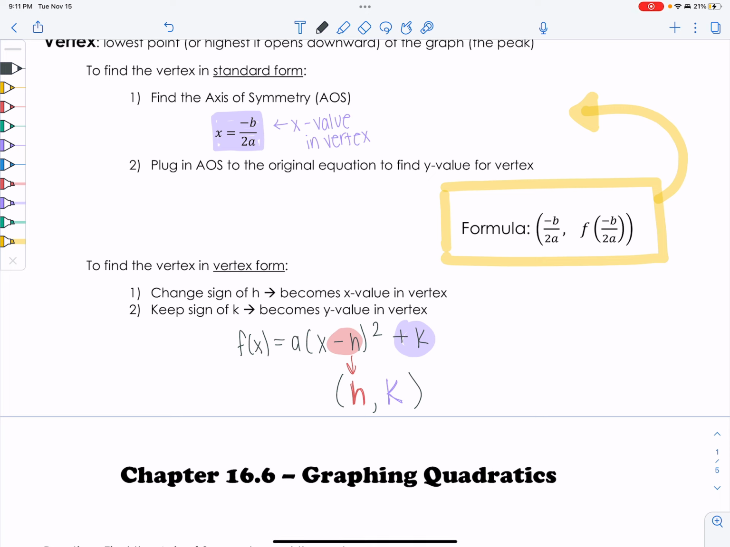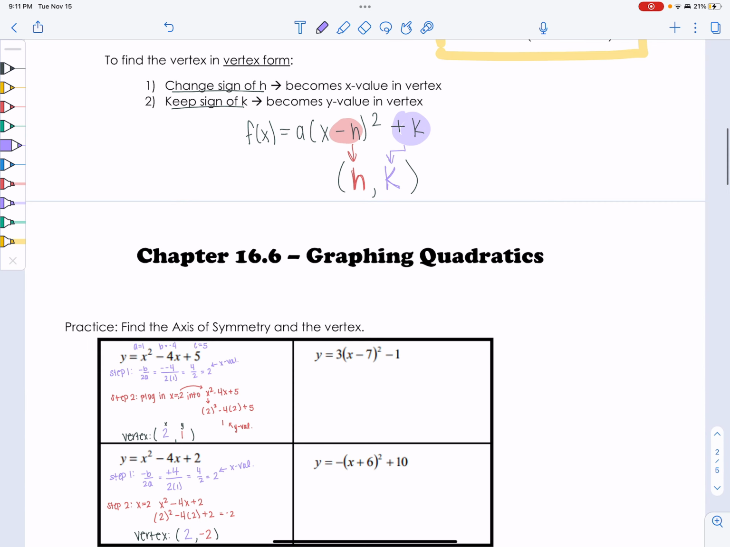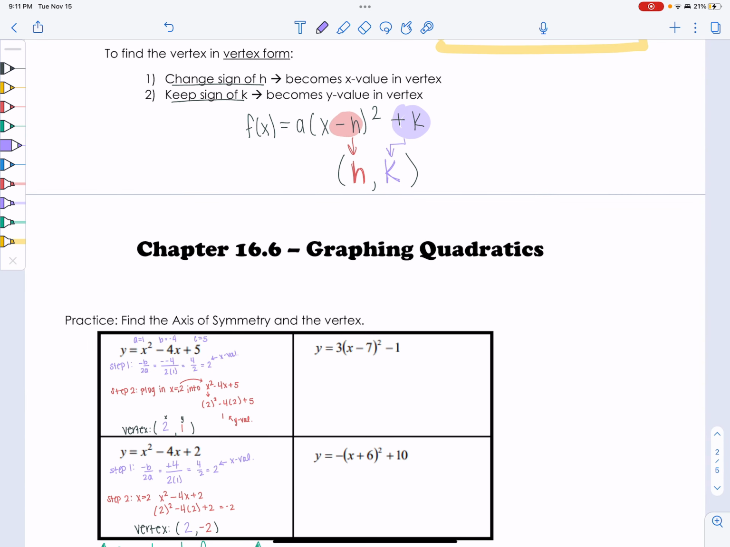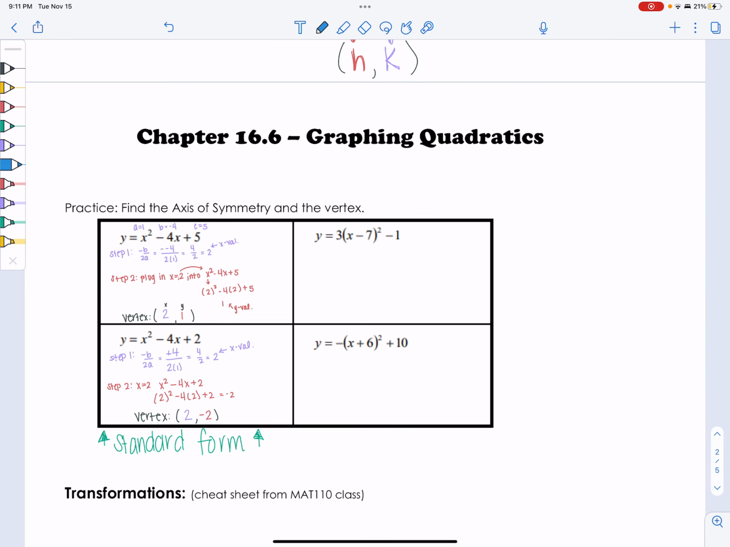And so change the sign of h, keep the sign of k, and those are going to be your x and y. So it is much easier in vertex form, which is why it's called vertex form, because you can get the vertex a lot quicker. So I'm going to keep both of those on the screen. So let's look at this last column. These are all going to be in vertex form.